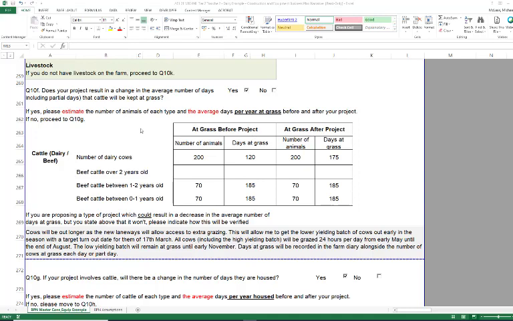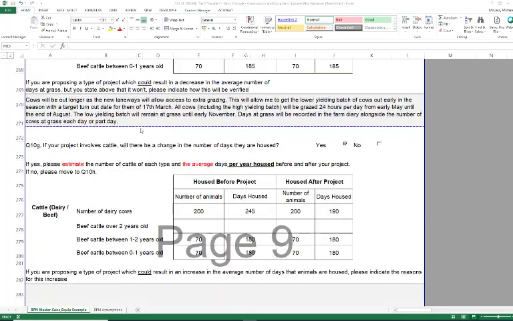Section 10F and G requires an estimate of the number of cattle of each type and the average days per year housed before and after the project. If your project could result in an increase in an average number of days that animals are housed, please indicate the reasons for this in the box provided below. Section 10H relates to the recording of increasing cattle, pigs or poultry numbers and how many additional animals will be on your farm after the project.